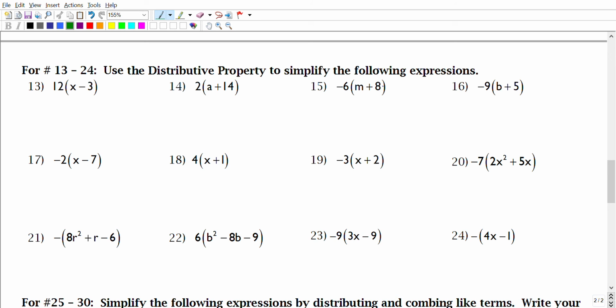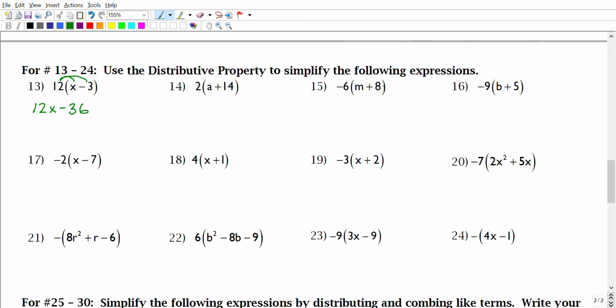As we talked about yesterday, parentheses really mean multiplication. So if I have this 12 out here, I'm going to multiply the 12 times the x, which is 12x, but also the 12 times the -3, which is actually a -36.